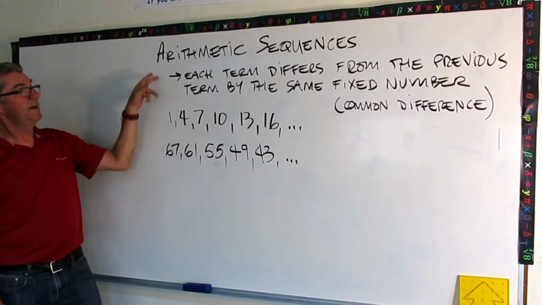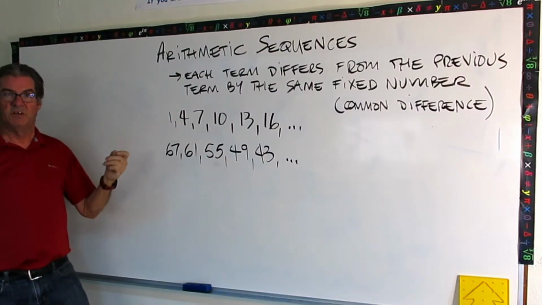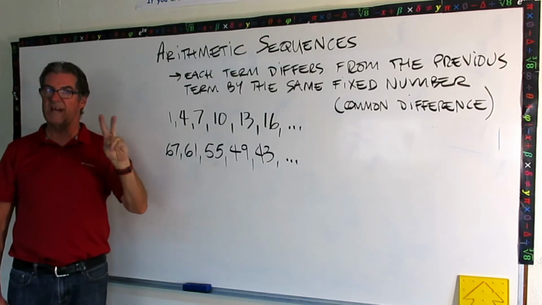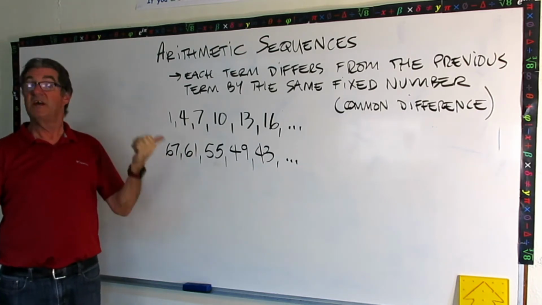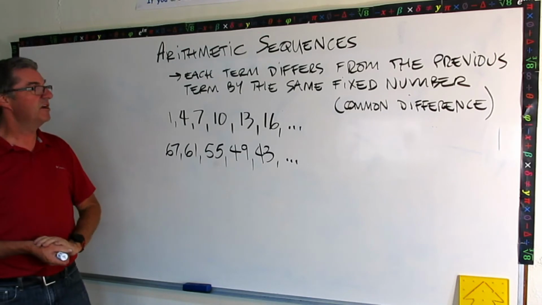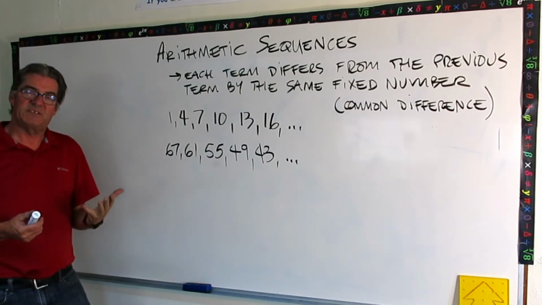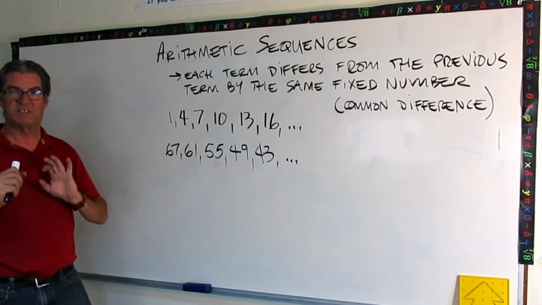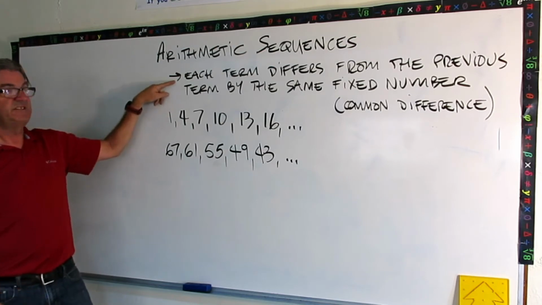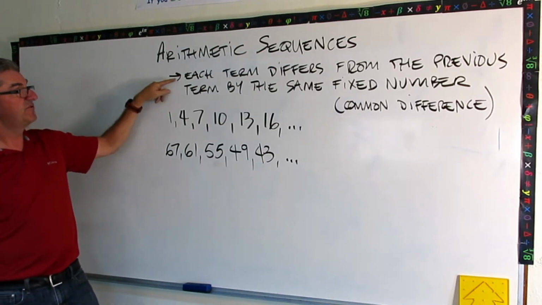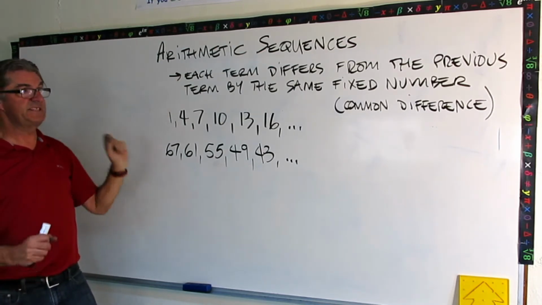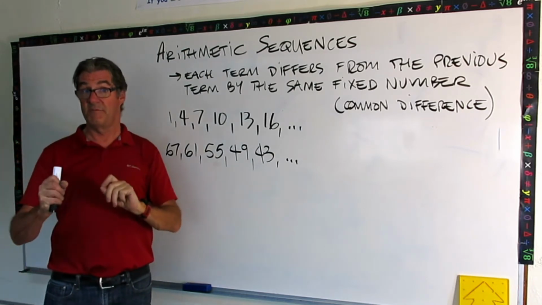Today's topic, arithmetic sequences. So in this little unit, we're going to look at two types of sequences, arithmetic and geometric. But let's start with the arithmetic. An arithmetic sequence is a pretty straightforward sequence. The definition is that each term differs from the previous term by the same fixed number.